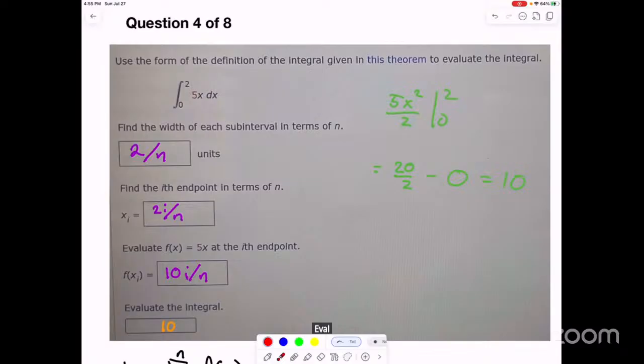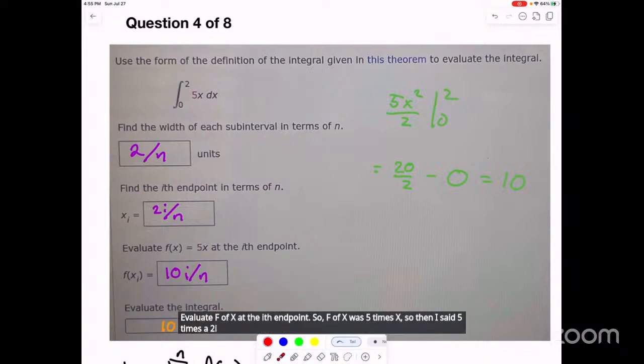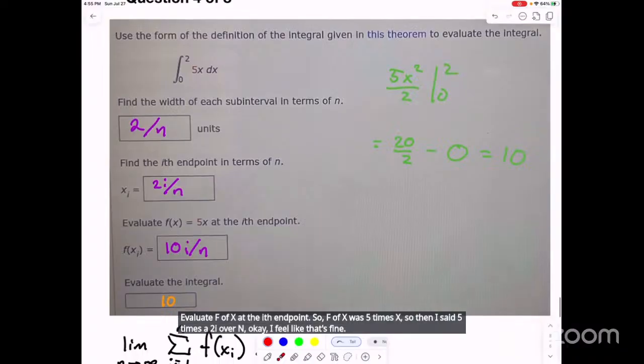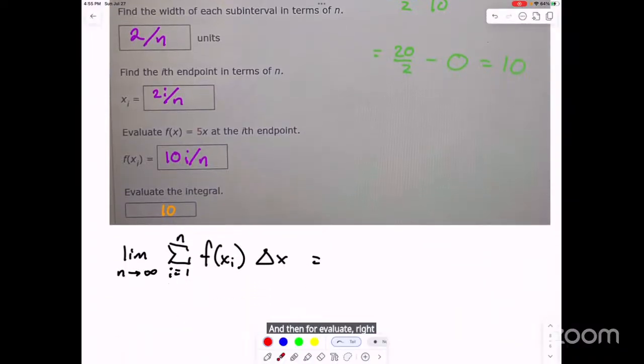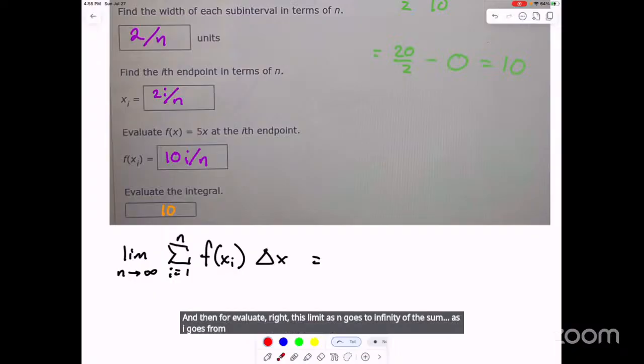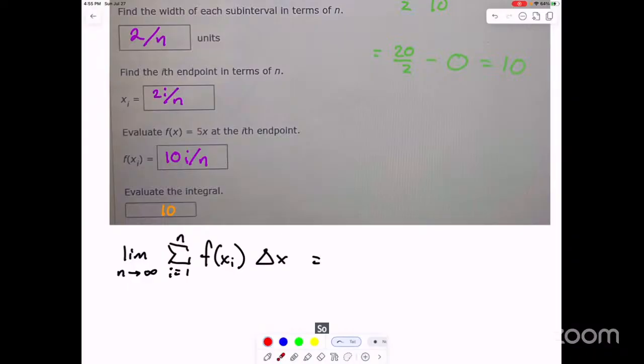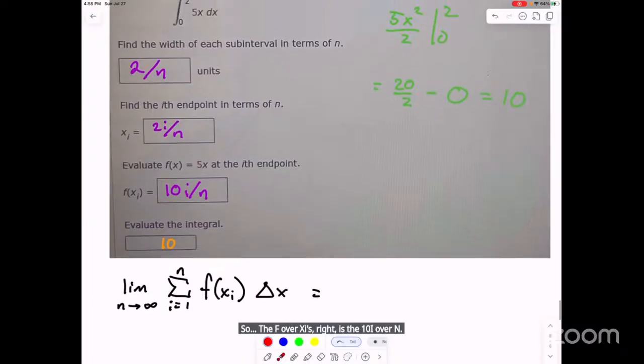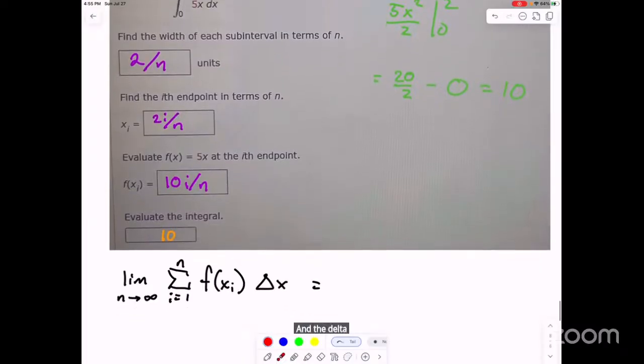Evaluate f of x at the ith endpoint. So f of x was 5 times x. So then I said 5 times the 2i over n. Okay, I feel like that's fine. And then for evaluate, right? This limit as n goes to infinity of the sum as i goes from 1 to n of f of xi times delta x. So the f of xi is the 10i over n. And the delta x is 2 over n, right?